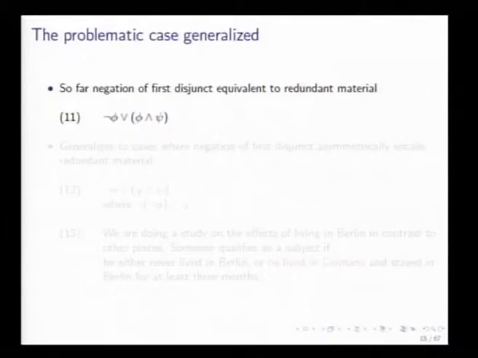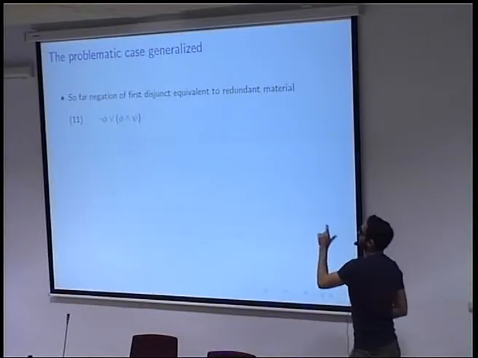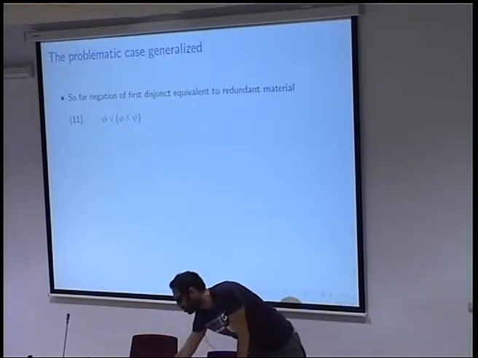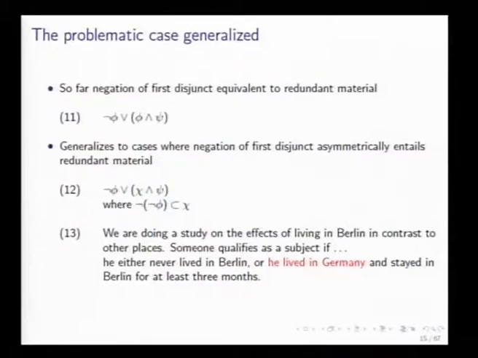However, there are two problems, we think, with Gennaro's proposal. The first one is brought out when we generalize the cases that we've been looking at. So far, abstractly, we looked at cases like 11, not phi or phi and psi, where the negation of the first disjunct is, descriptively, equivalent to the first conjunct of the embedded conjunction. However, this case, as you can imagine, generalizes to all cases of the form in 12, so not phi or chi and psi, where here the negation of the first disjunct only asymmetrically entails the locally redundant part. Okay? So when you generalize that, now let's look at these cases.